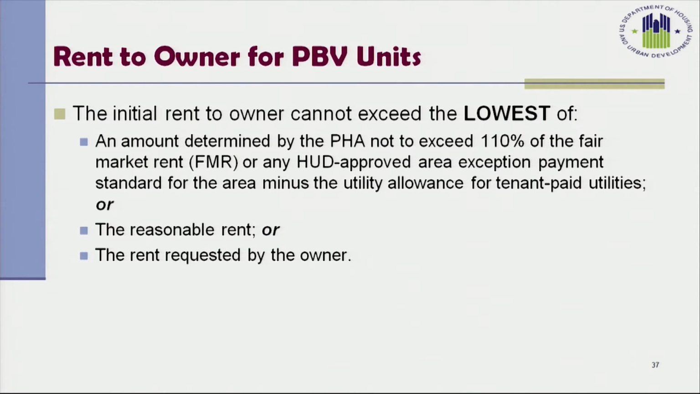To recap, the initial rent must be the lowest of the rent requested by the owner, the reasonable rent, or an amount determined by the PHA not to exceed 110% of the fair market rent, or any HUD-approved exception payment standard for the PHA's Housing Choice Voucher program for the area, minus the utility allowance for tenant-paid utilities.